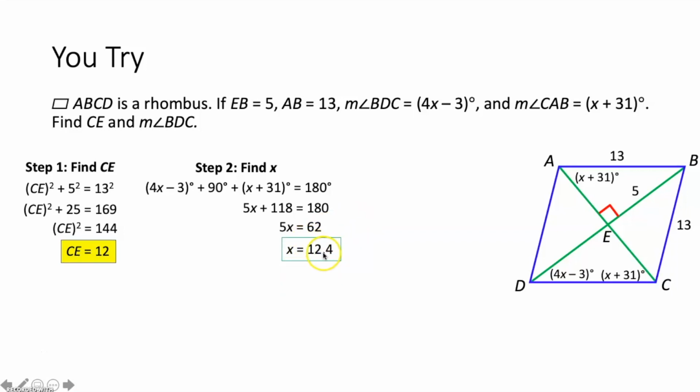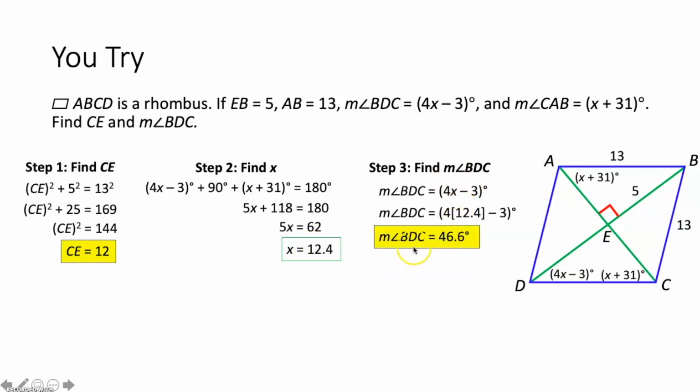But that's not what I'm trying to find. I'm trying to find the measure of angle BDC. Measure of angle BDC we know is 4x minus 3 degrees. So we take that 12.4, plug it in for x, multiply it by 4, and we get that the measure of angle BDC is 46.6 degrees.